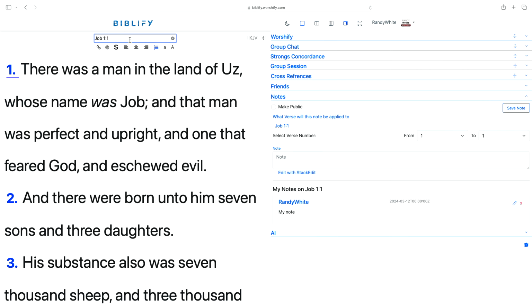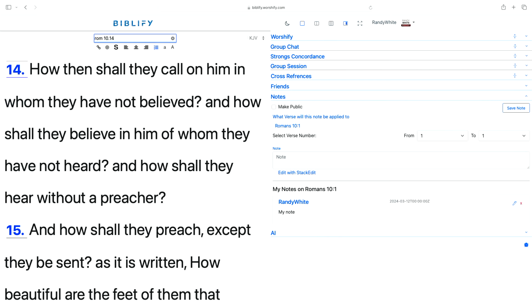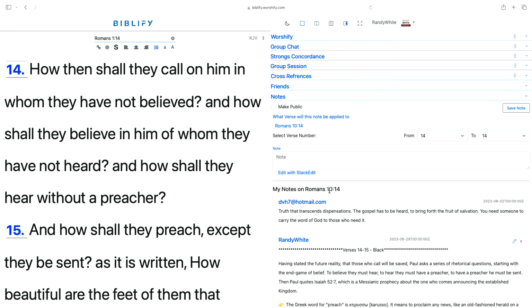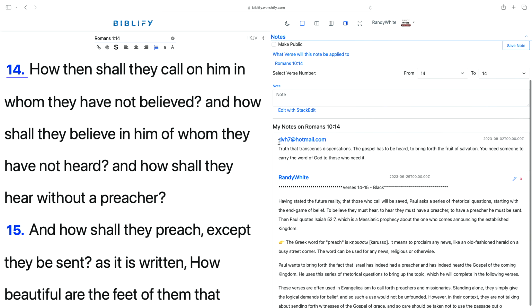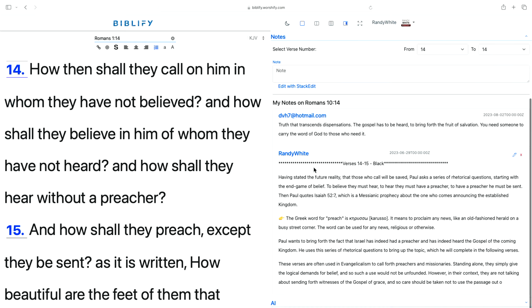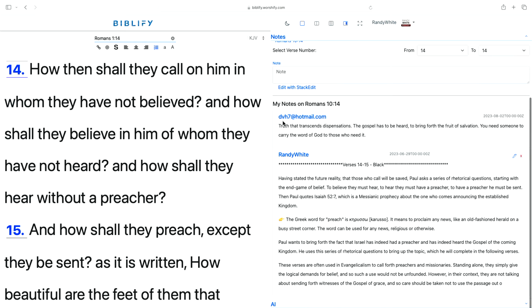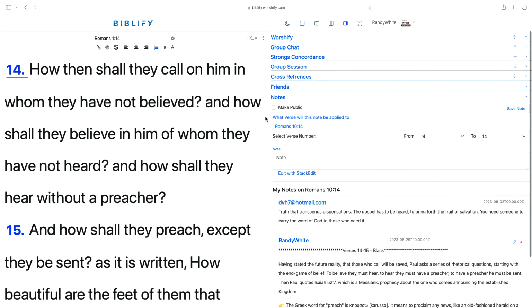But let's go back, where were we? About Romans chapter 10, verse 14 or so. There's a line below and a line above. That means I have a note, my friend has a note. If I click on Romans 10:14, notice right over here, it showed Romans 10:14, and here is my friend's note, David Van Houten, and here is my note, Randy White.